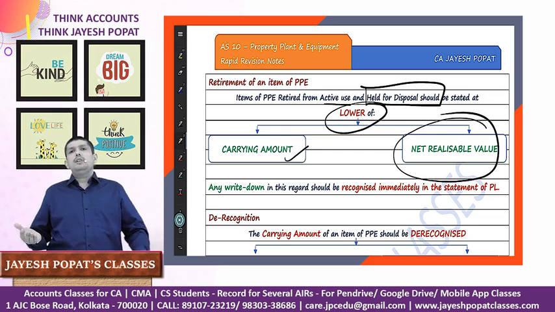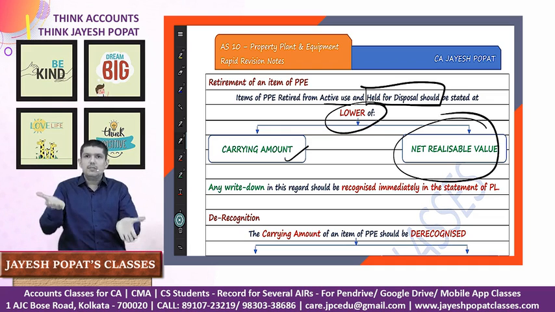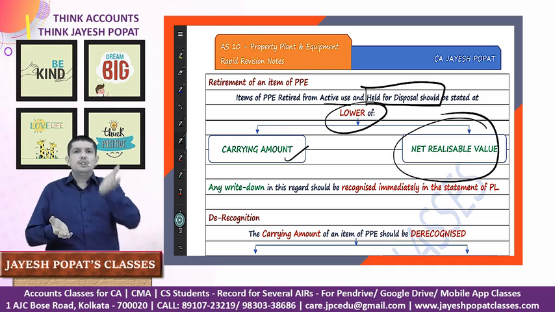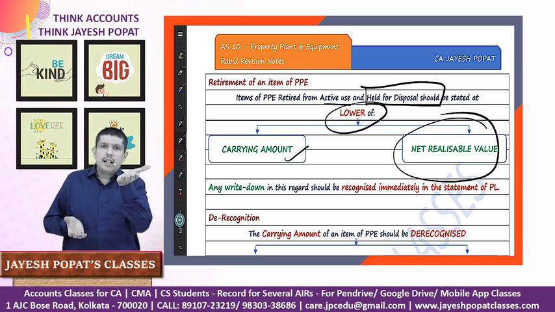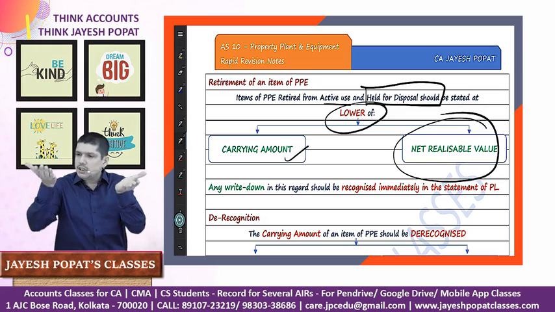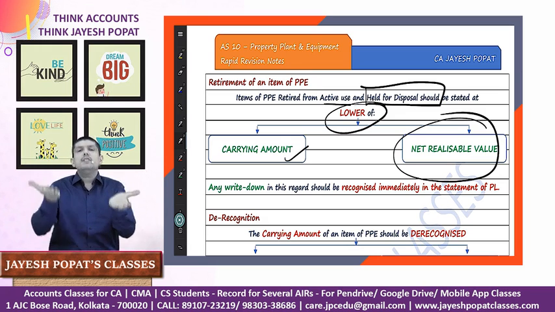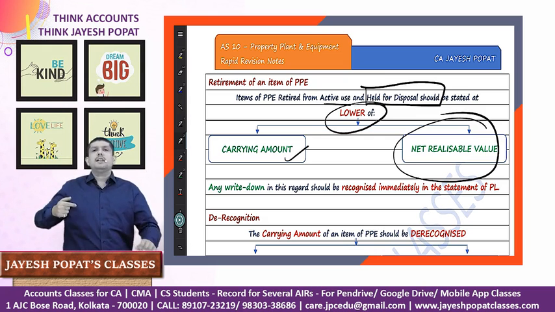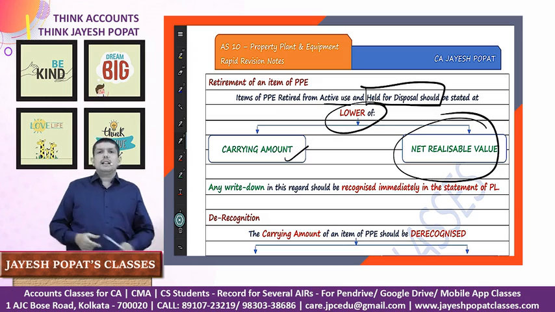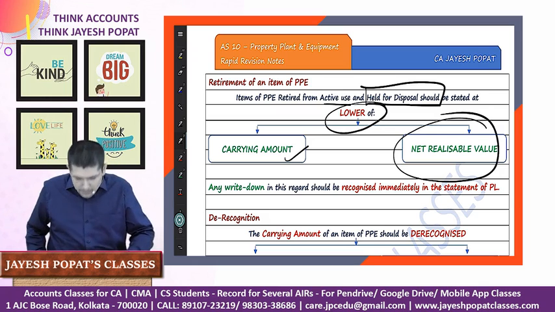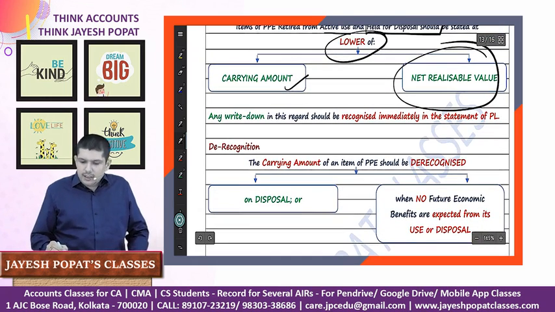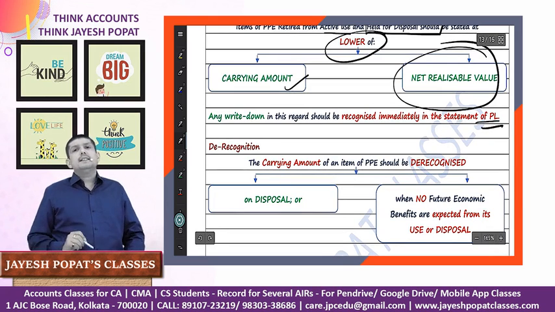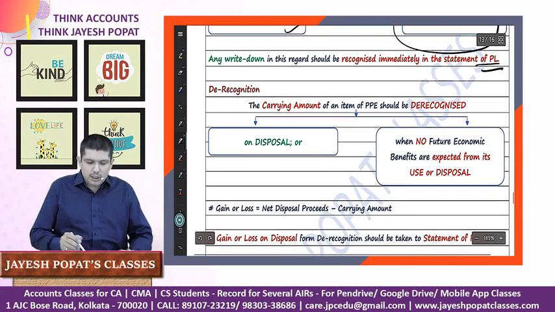Same way you value your inventory at cost or NRV, whichever is lower, right? You use that same principle. You will see the carrying amount of that item of PP in your books of account. You will see the net realizable value. Whichever is the lower value, at that value you will reclassify from non-current asset PP to other current asset as non-current asset held for sale. Any write down in this regard is obviously recognized in the statement of profit and loss.